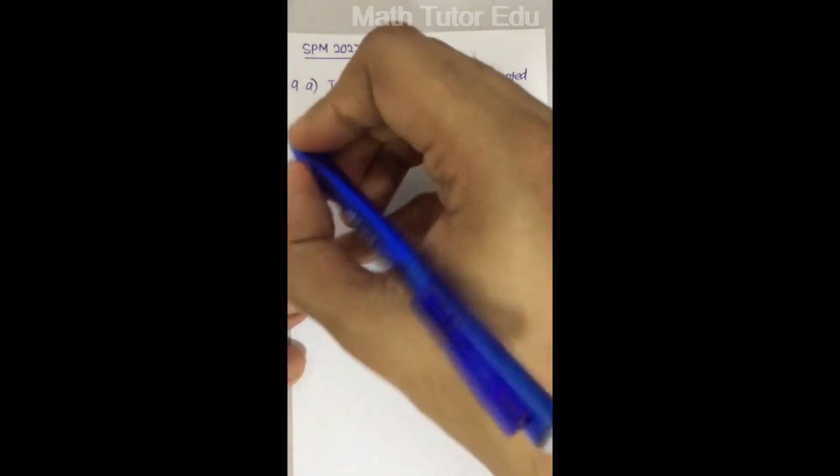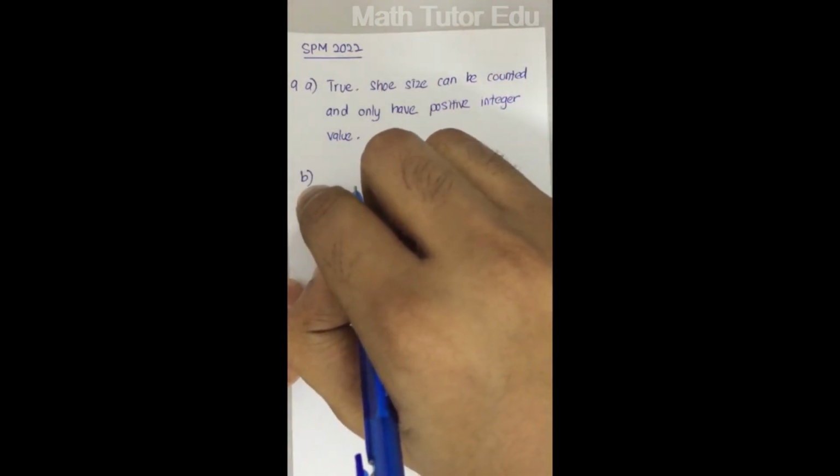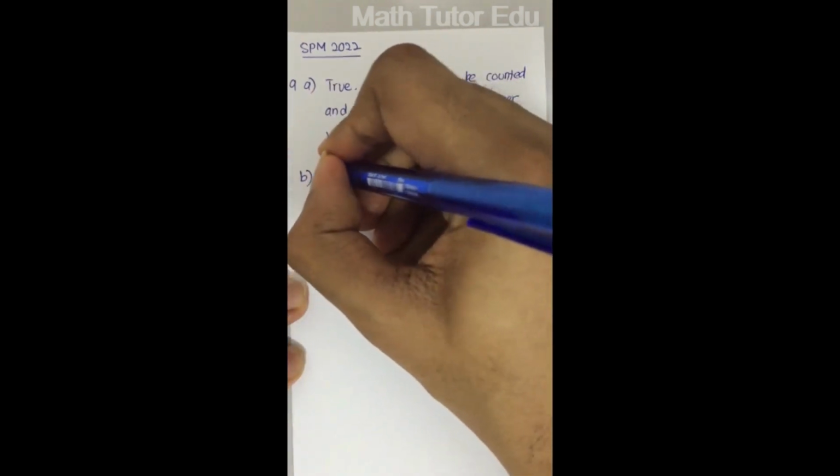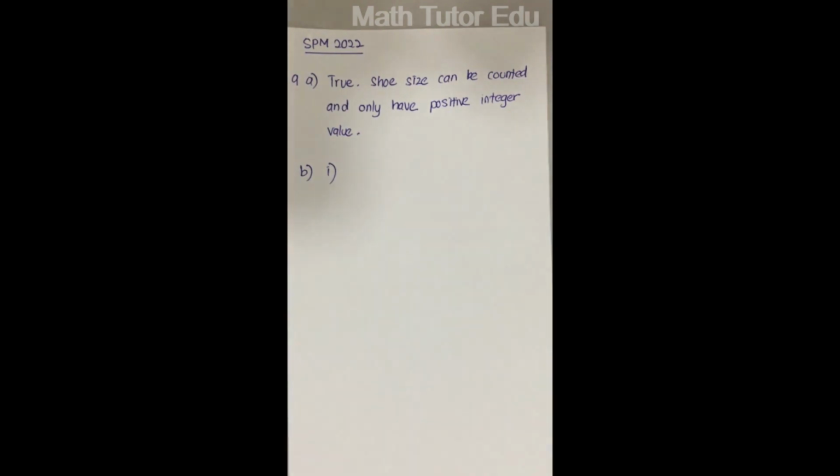Let us move on to the part B. Okay, so within the part B, we're going to discuss the first part. The question asks us to show that N(1 - Q) is equals to 10Q. Okay, so back to our discussion.